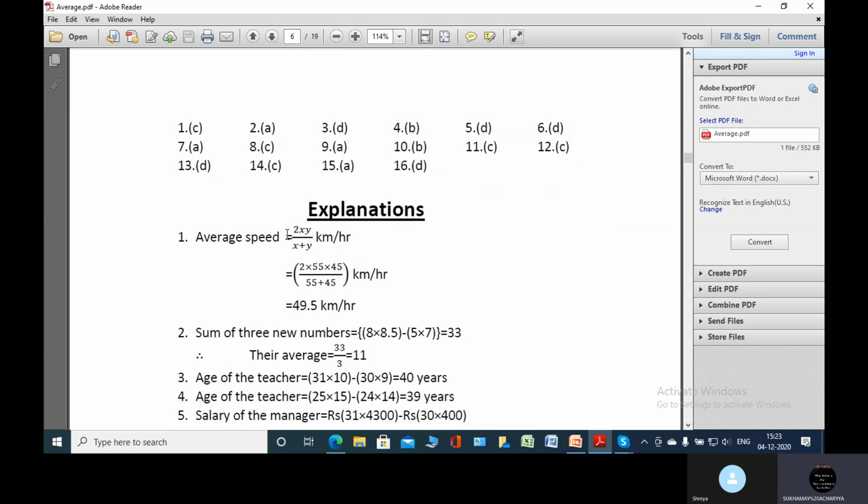So we know average speed is equal to 2xy by x plus y km per hour. Using that formula, we get 2 into 55 into 45 by 55 plus 45 km per hour, that is equal to 49.5 km per hour.